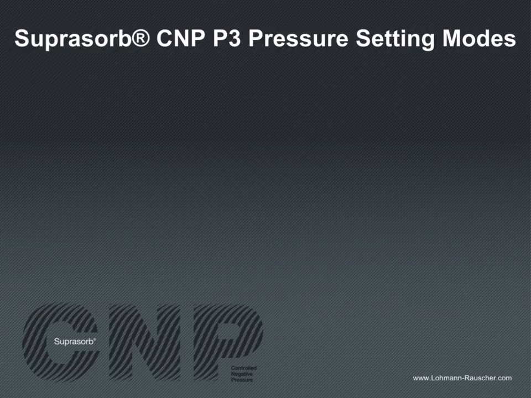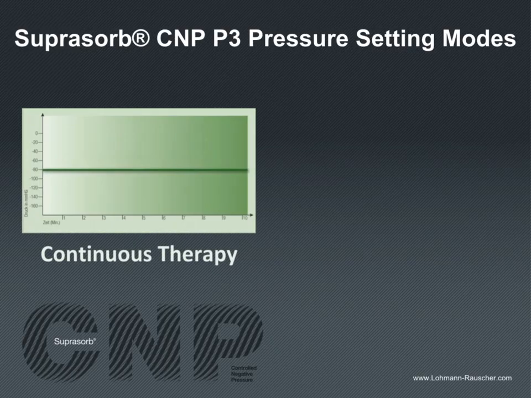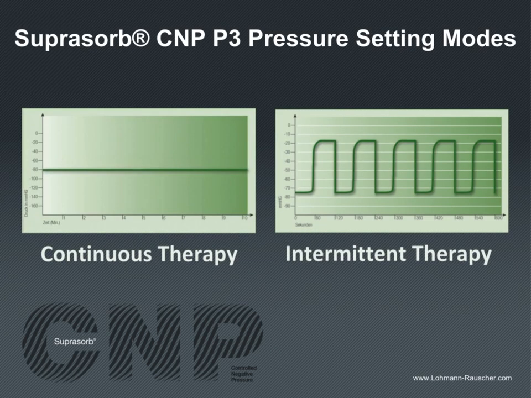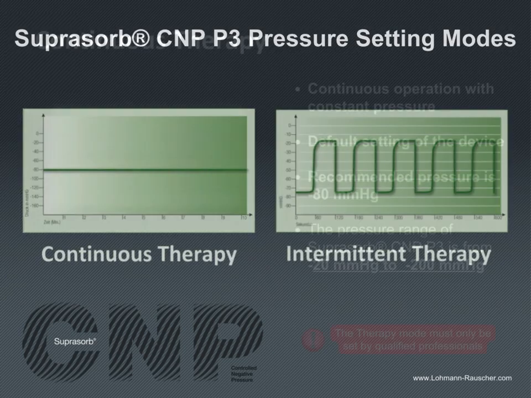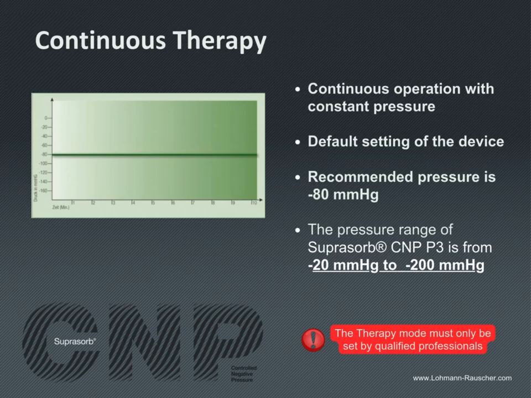There are two modes of pressure settings Suprasorb CNP P3 offers: continuous pressure therapy and intermittent pressure therapy. Continuous pressure therapy offers continuous operation with constant pressure. It is the default setting of the device. The recommended pressure is -80 mmHg. The pressure range of Suprasorb CNP P3 is from -20 mmHg to -200 mmHg.